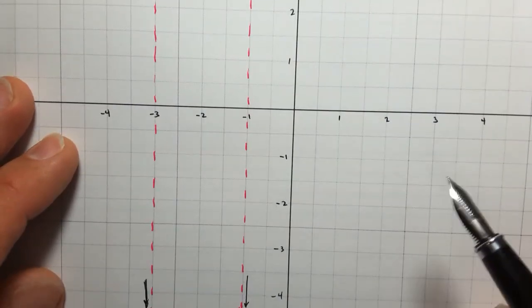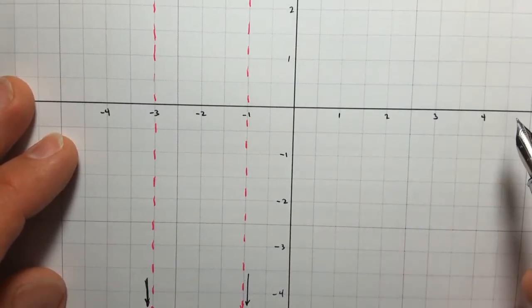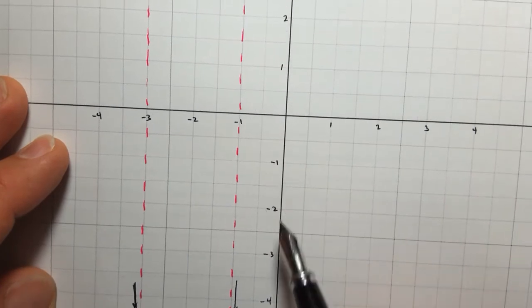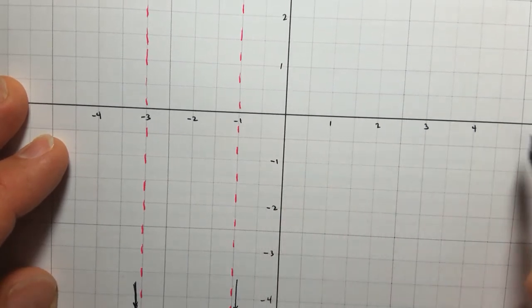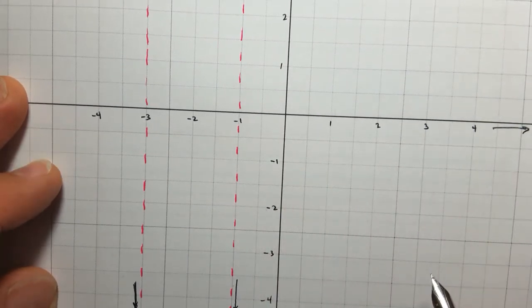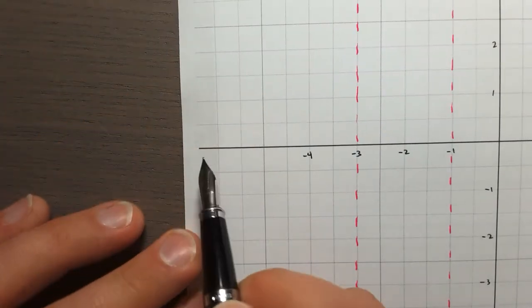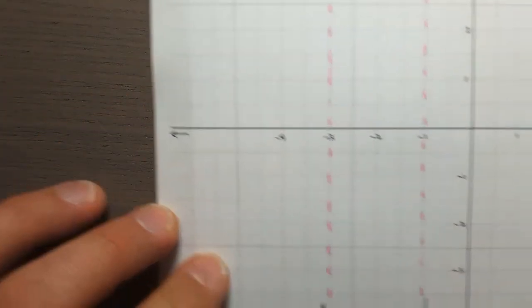Let's talk about the horizontal asymptotes. Both are approaching 0 from below. So that means it's going to curve up and over this way. It's not going to cross the axis, it's just going to go in that direction, and the same thing is true over here.